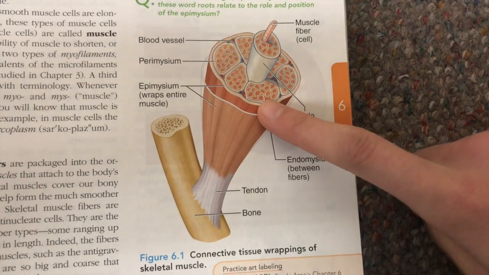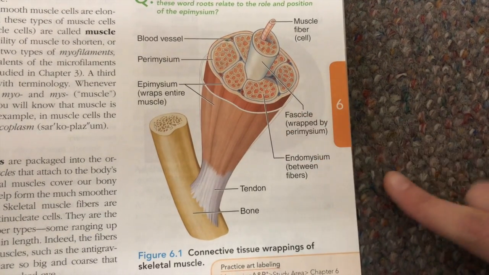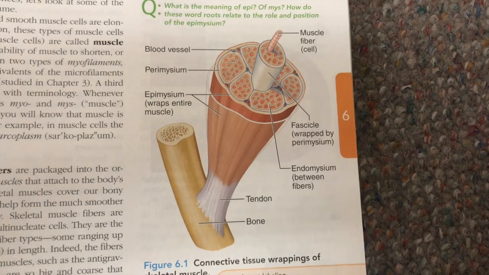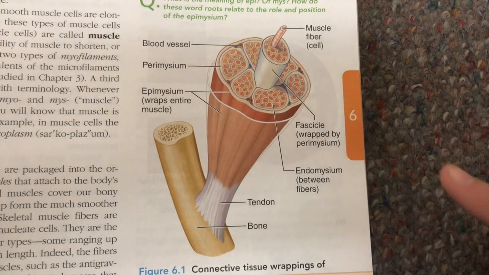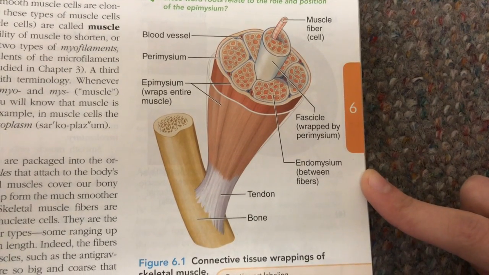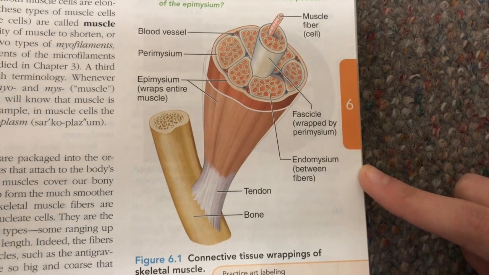So we have the fiber, which is wrapped around by an endomysium. Many fibers come together to form a fascicle, and the fascicle is wrapped around by the perimysium, and many perimysiums are surrounded by the epimysium, and the epimysium is connected to the tendon, which is connected to the bone.